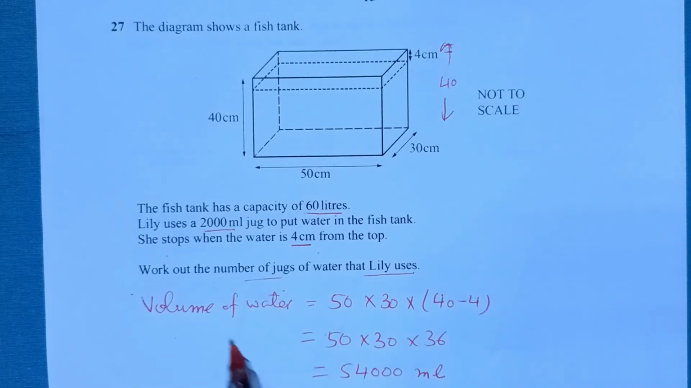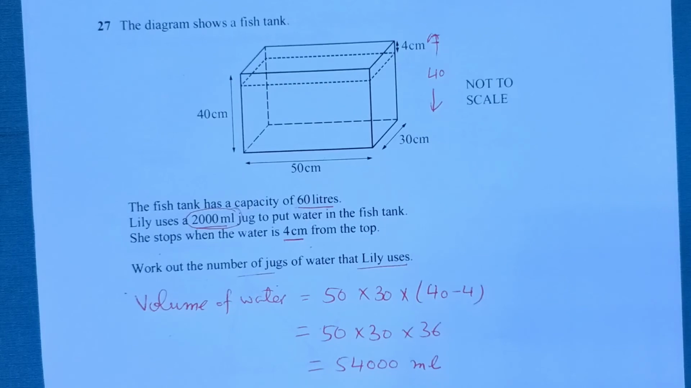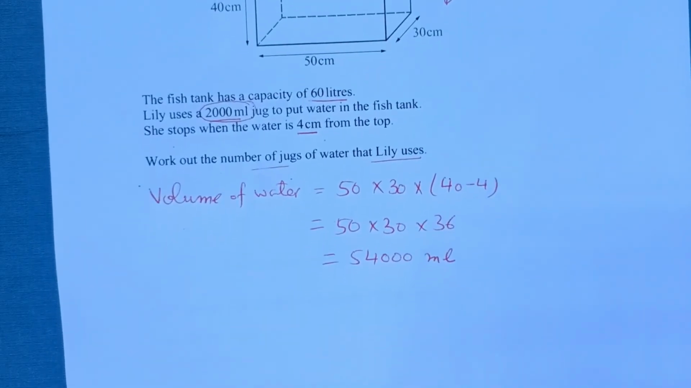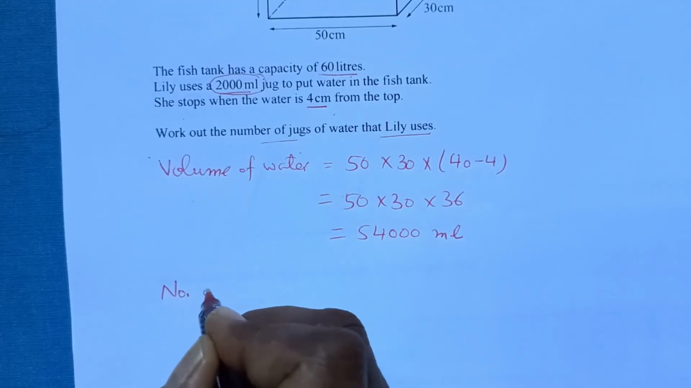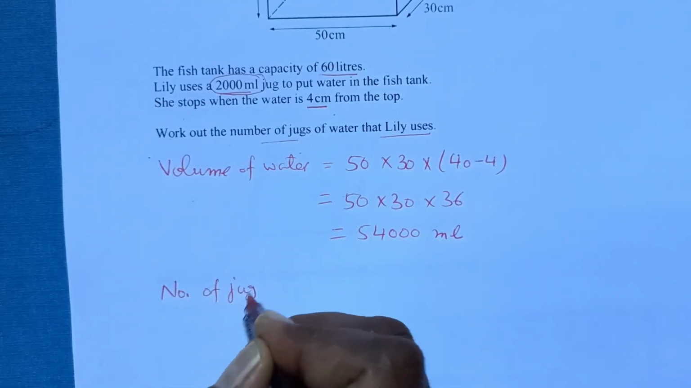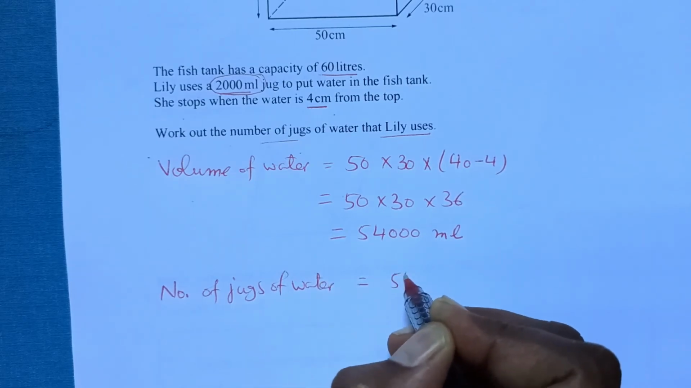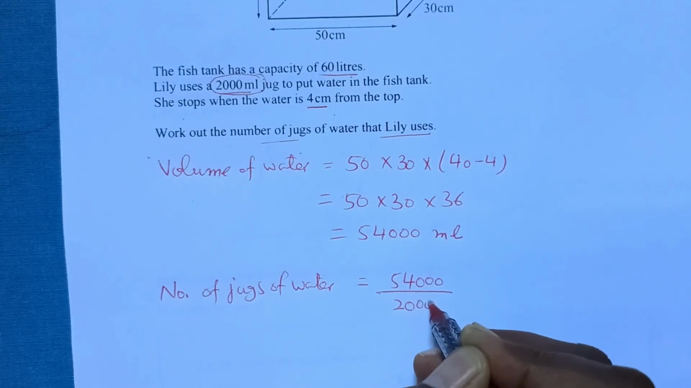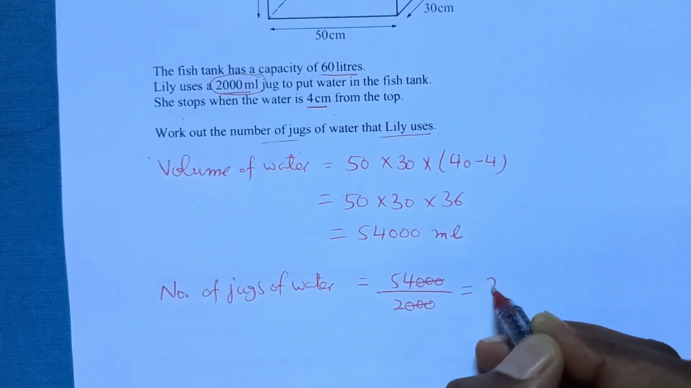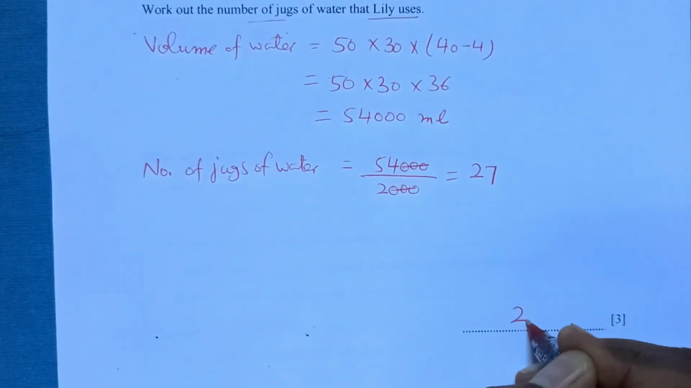And then she uses 2000 milliliters of jug. So let's see how many jugs. Number of jugs of water used is 54,000 divided by 2000. 3 zeros are gone, so 27. So our answer is 27.